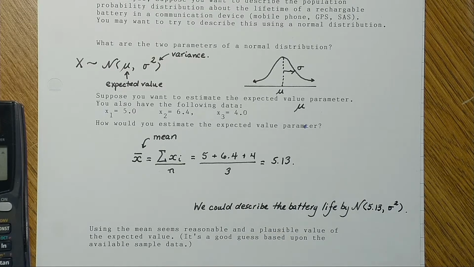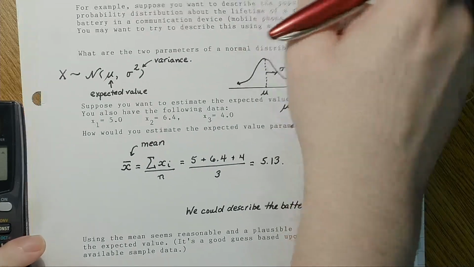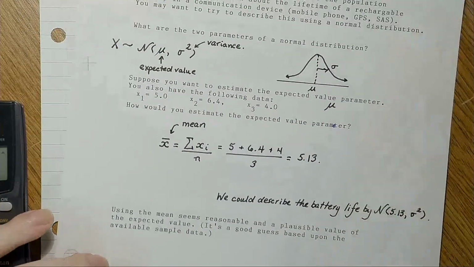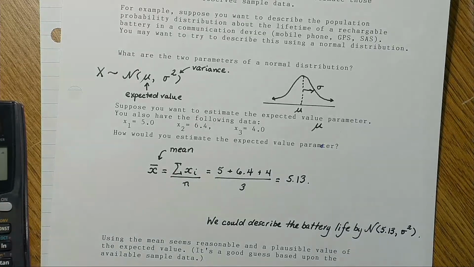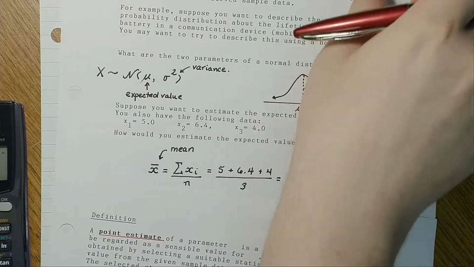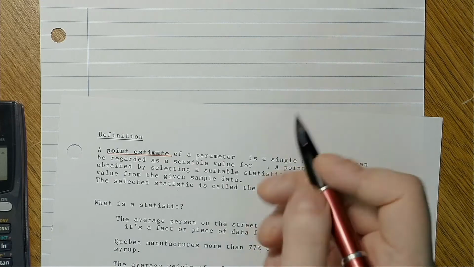Okay, so you can understand where I'm going with this, that this is what the mean versus the expected value. So what did we just do? Something in statistics is what we call an estimator. So let me just switch pages here. This is number 2.